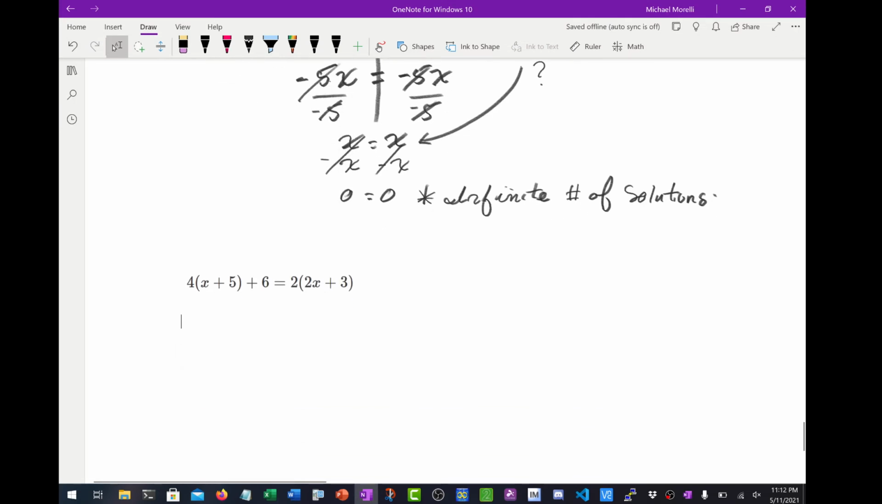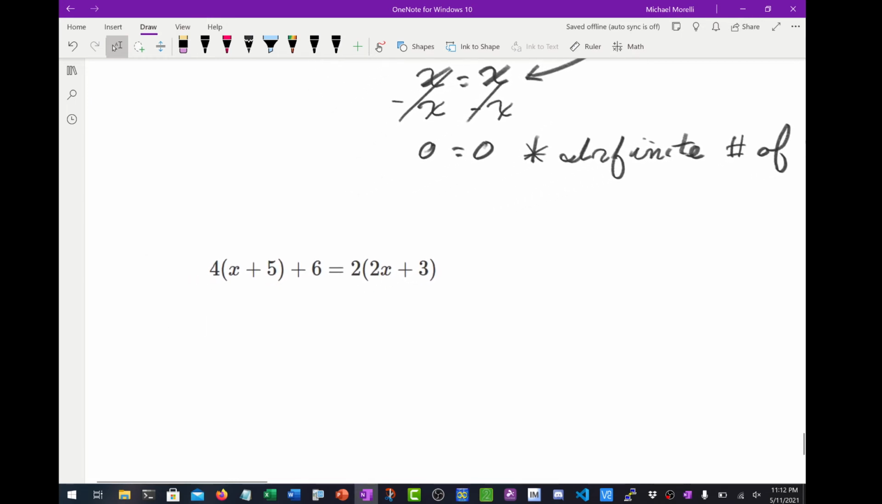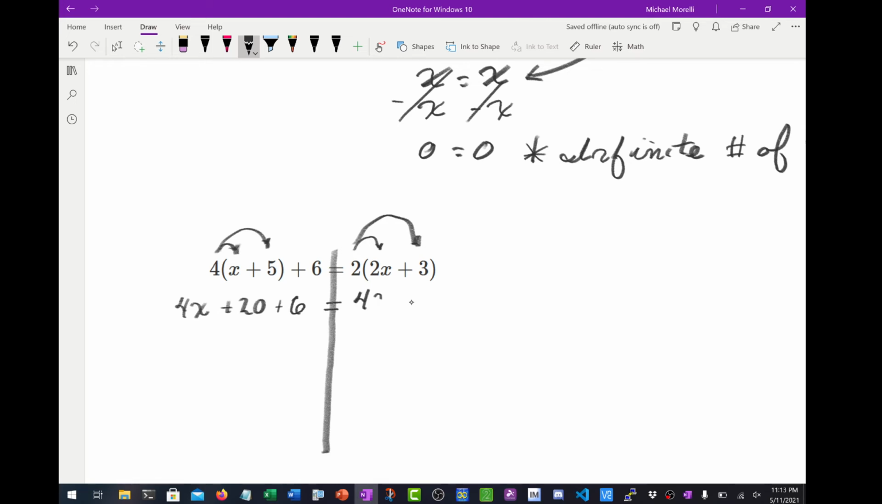All right, so we're going to solve this equation. First, I'm going to distribute the 4, and then I'm going to distribute the 2. 4 times x is 4x. 4 times 5, that's going to be plus 20. Plus 6 equals 2 times 2x is 4x. Plus 2 times 3, that's going to be plus 6.